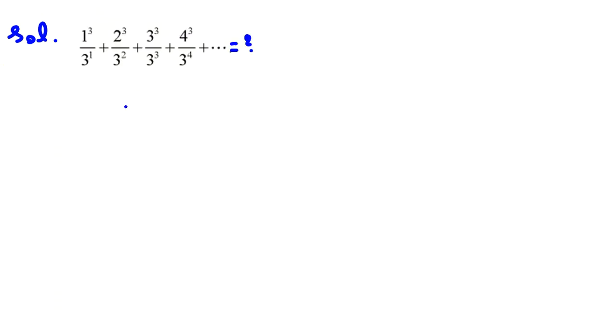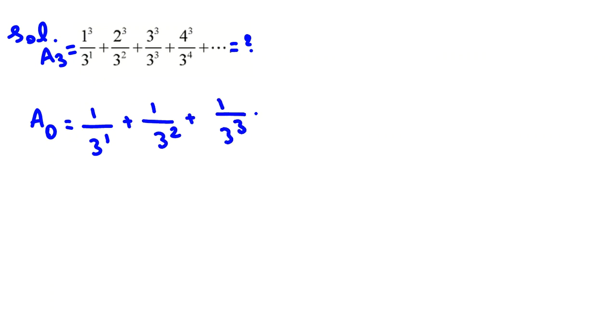Solution. The problem says what? Calculate 1 cubed over 3, and so on. So I consider the degree, the power of the numerators here is 3. So I call this one A3. And I want to find A0, it will be what? Like the identity, 1 to the power of 0 over 3 to the 1, 2 to the 0 over 3 squared, 1 over 3 cubed, 1 over 3 to the 4.